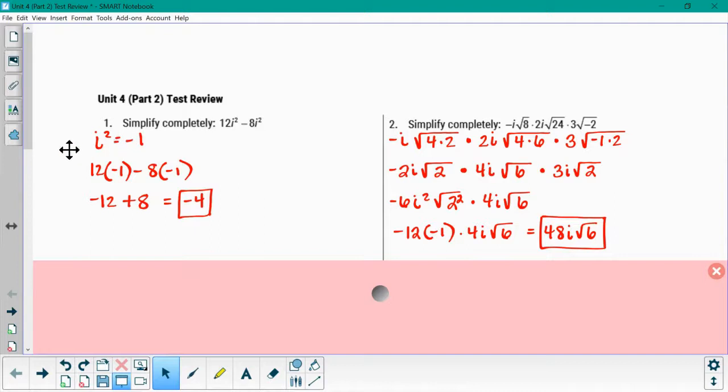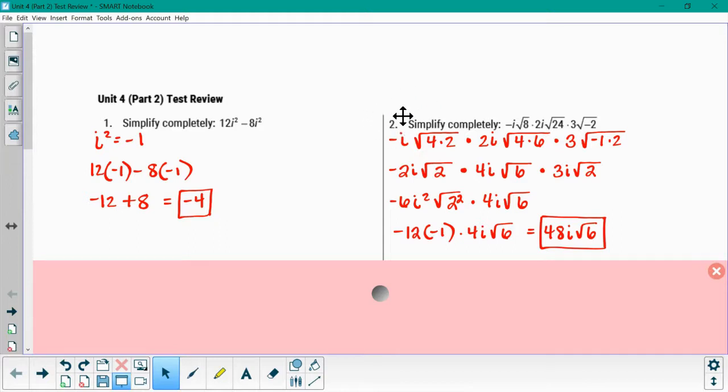For number 1, I want you to recall that i squared is equal to -1, and anytime I see i squared, I should be replacing it with -1. So I have 12 times -1 minus 8 times -1, which is going to simplify to be -12 plus 8, which is -4. For number 2, this one's a little more complicated.